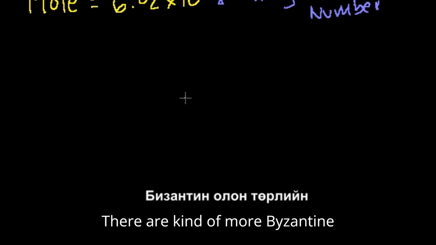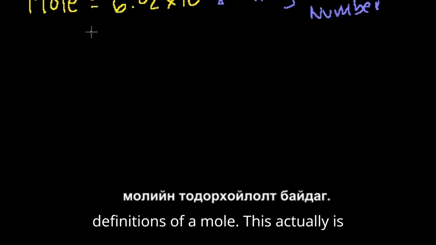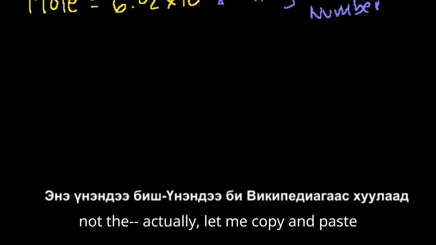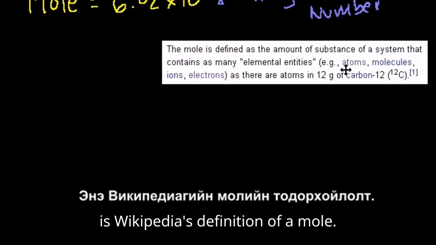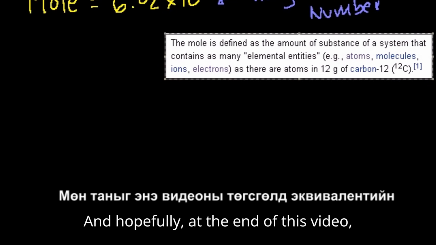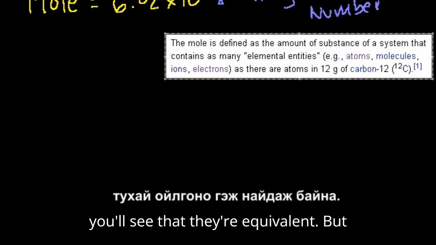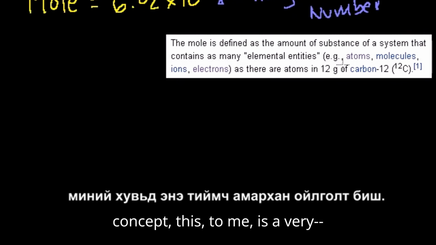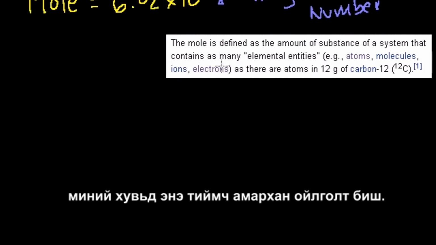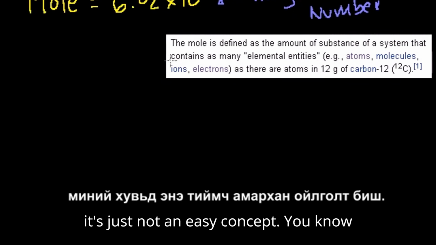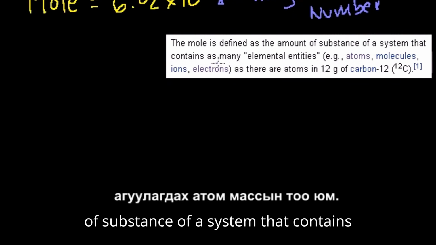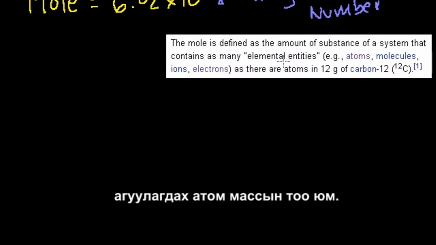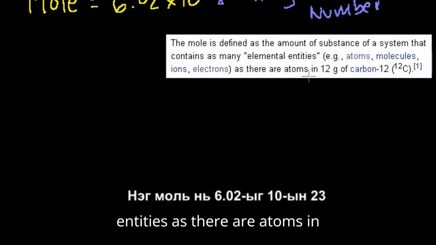There are kind of more Byzantine definitions of a mole. Let me copy and paste it from Wikipedia. This is Wikipedia's definition of a mole. And hopefully at the end of this video you'll see that they're equivalent. But if you're just getting exposed to the concept, it's just not an easy concept. They say a mole is defined as the amount of substance of a system that contains as many elemental entities as there are atoms in 12 grams of carbon-12.